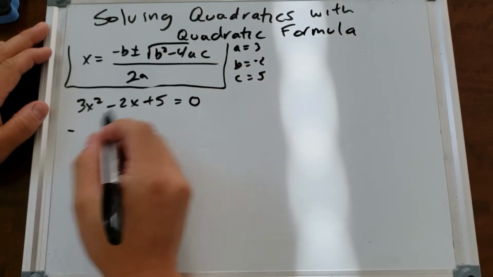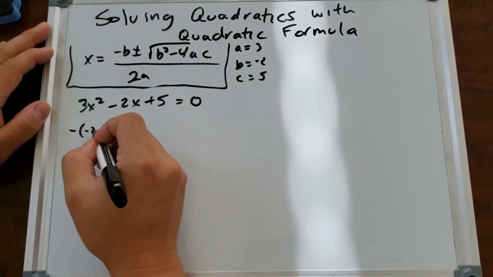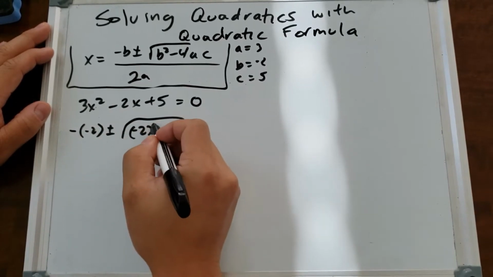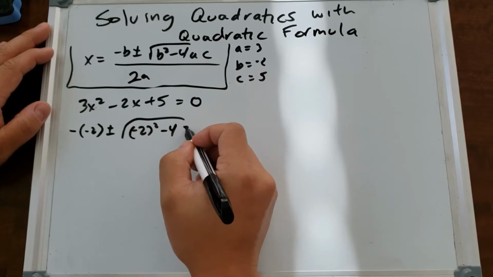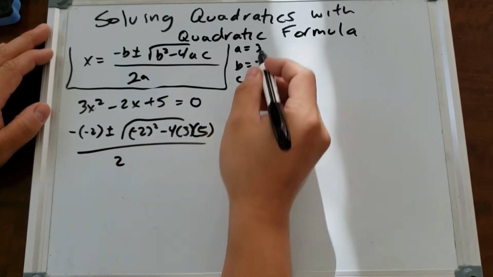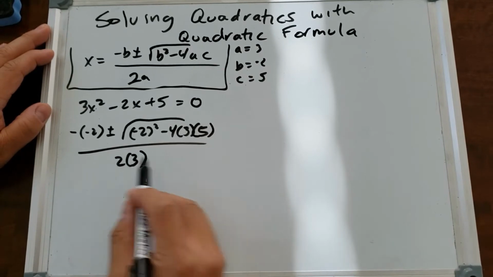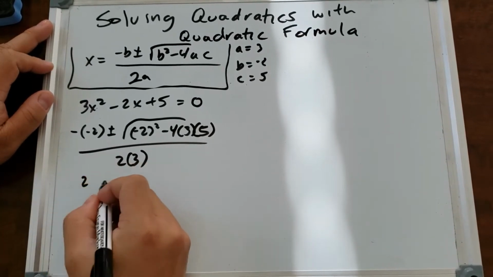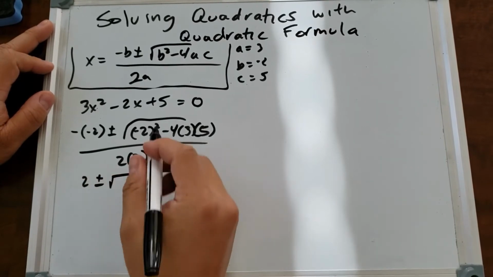So I'm going to put that negative, and then what does my b equal? -2 plus or minus the square root, -2 squared minus 4. What's my a? And then my c is 5. All over 2 times my a, which is 3. Negative negative gives me a what? It gives me a +2 plus or minus the square root.